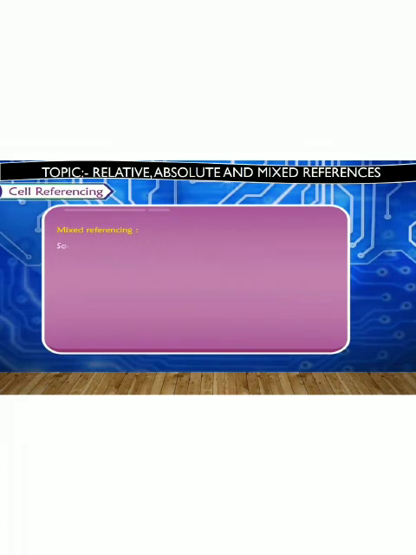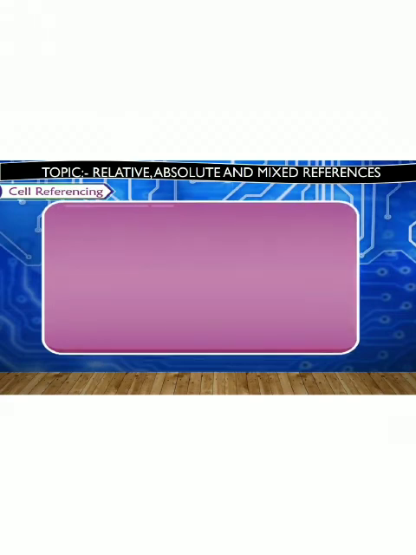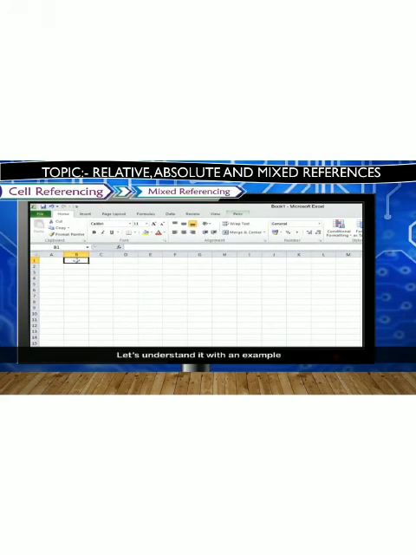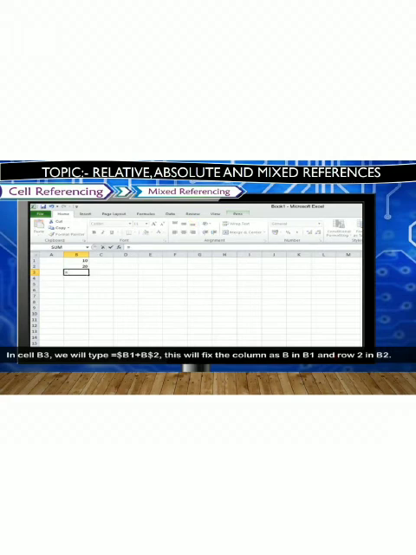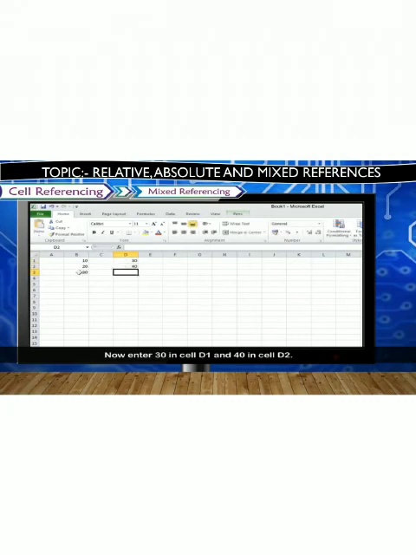Mixed referencing. Sometimes to write a formula, we use both relative and absolute referencing. This is called mixed referencing. Let's understand it with an example. Enter 10 in cell B1. Enter 20 in cell B2. In cell B3, we will type is equal to $B1+B$2. This will fix the column as B in B1 and row 2 in B2. Now enter 30 in cell D1 and 40 in cell D2.